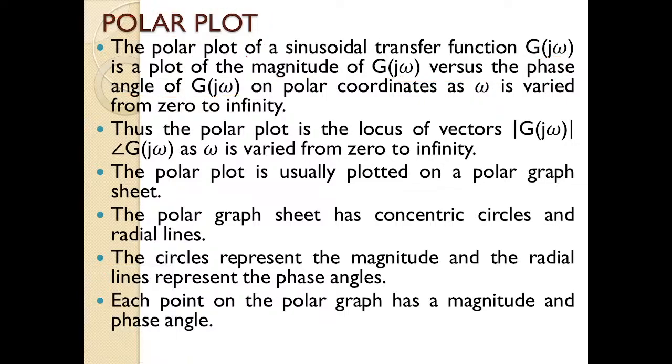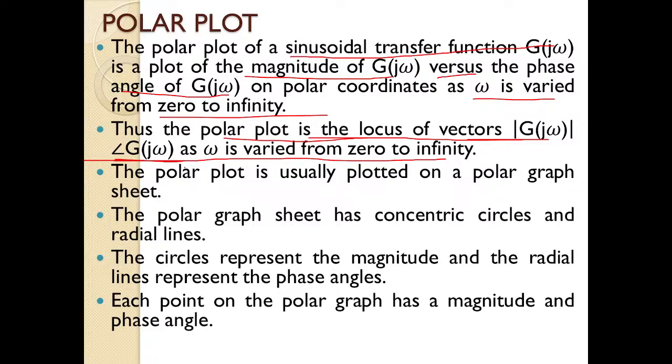Polar plot is the plot of the sinusoidal transfer function G of j omega, for the magnitude of G of j omega versus the phase angle of G of j omega, as omega varies from 0 to infinity. Simply we can say polar plot is the locus of vector G of j omega at an angle of G of j omega as omega varies from 0 to infinity. This polar plot is usually plotted on polar graph sheet.